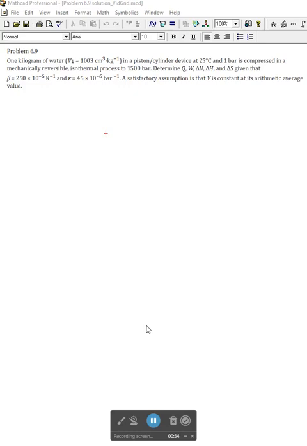and change in entropy. Given that we have a beta value of 250 times 10 to the minus 6 inverse Kelvin and a kappa of 45 times 10 to the minus 6 inverse bar. And so a satisfactory assumption is that the volume is constant at its arithmetic average value. If you remember back from chapter 3, we did a problem somewhat similar to this where I believe all we did was calculate the work. But here what we're going to be doing is calculating Q, delta U, delta H, and delta S.